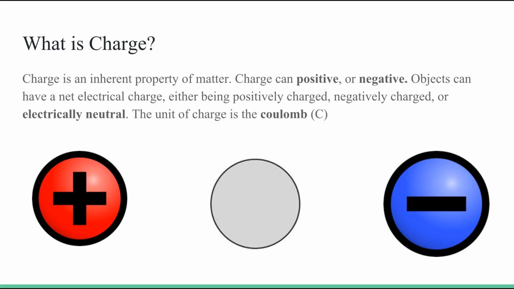So first we're going to cover charge. So what is charge? Charge is an inherent property of matter. Like mass is a property of matter, charge is also a property of matter. The charge can be positive or negative, and objects can have an electrical charge, either being positively charged or negatively charged, or it can be electrically neutral. The unit of charge is the coulomb.